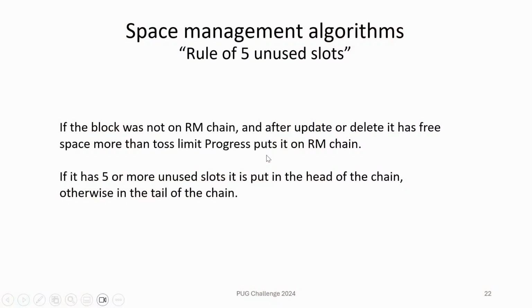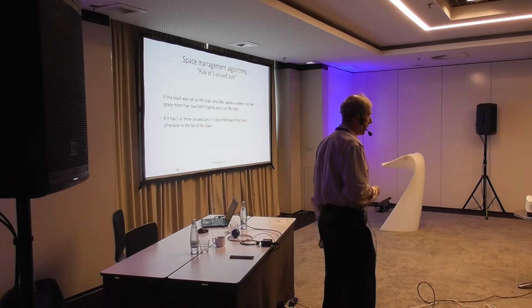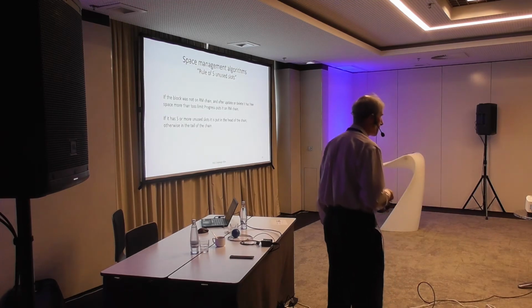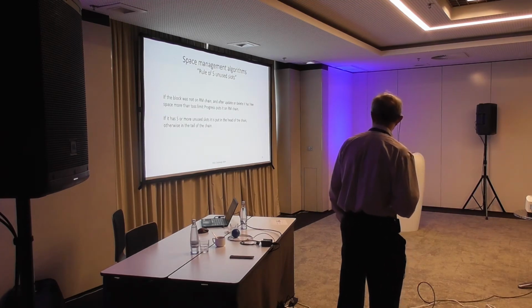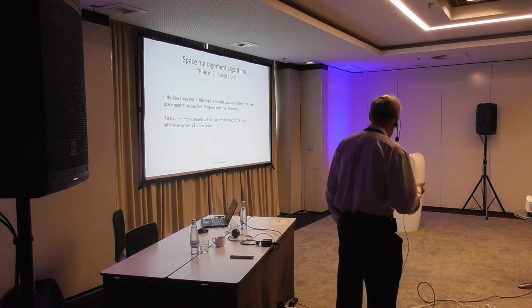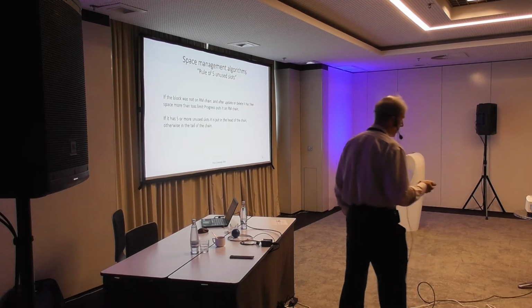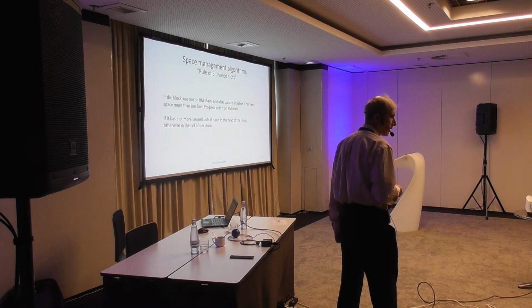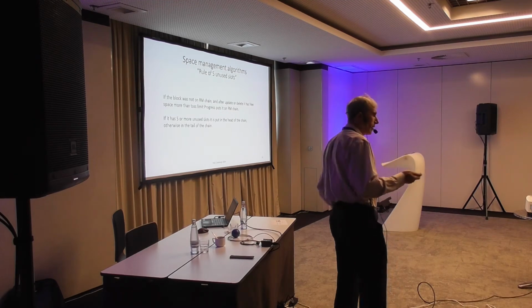And this rule basically governs where the block goes, to the head of the RM chain or to the back of the RM chain. If the block has 5 unused slots, then it will go to the head of the RM chain, and if it doesn't have that many, then it will go to the end of the RM chain. That is not a very good rule. Like if you use, for example, large objects and you set RPB 4, then you will never put any block on the front. All of them will go to the end.